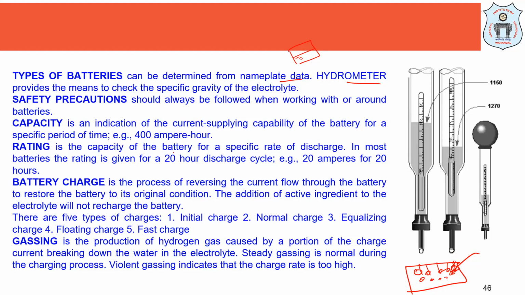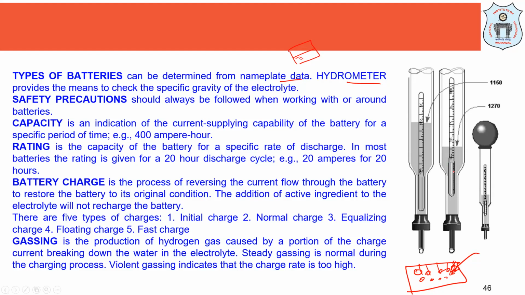Some words on safety precautions: we have to take care whenever we are handling a battery, because we have seen that most batteries have either KOH or sulfuric acid as the electrolyte. Both will hurt you. So we have to follow all the safety precautions when using batteries.